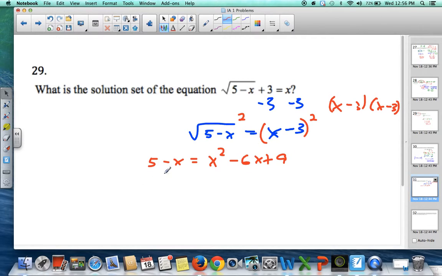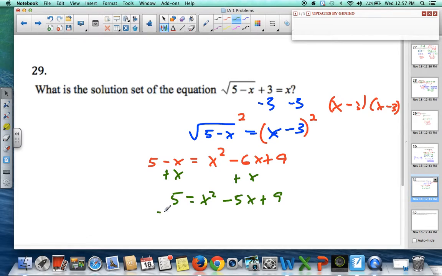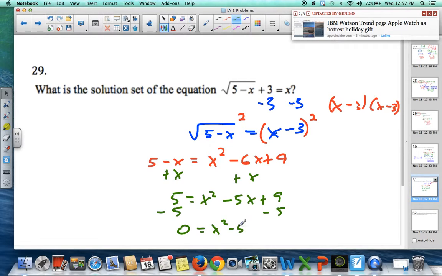So now I'm going to add x to both sides. And I got 5 equals x squared minus 5x plus 9. And now I'm going to subtract 5 from both sides. 0 equals x squared minus 5x plus 4.